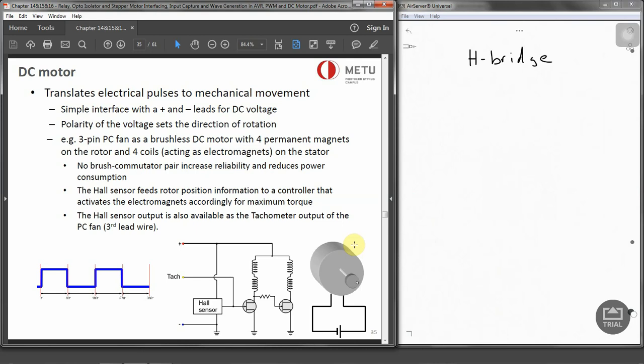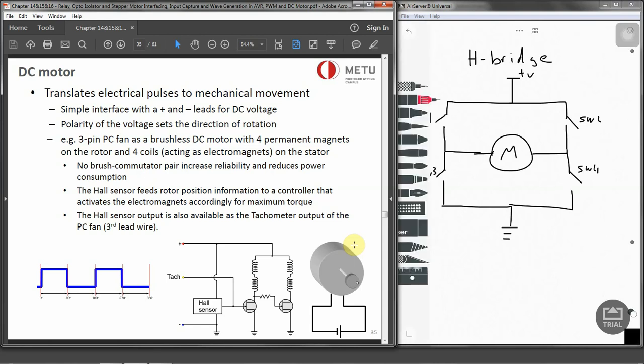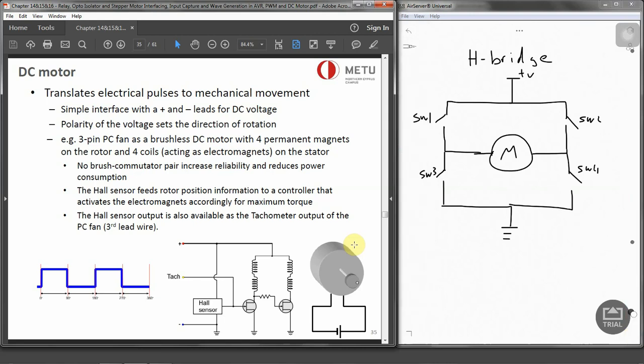Now the H-bridge looks like we have got switches on both sides. So this is switch 1, this is switch 2, switch 3, and switch 4. And we have got the motor at the center. How does this operate? Now the motor is not running because none of the switches are closed. So for clockwise, we need to turn on switch 1 and switch 4.